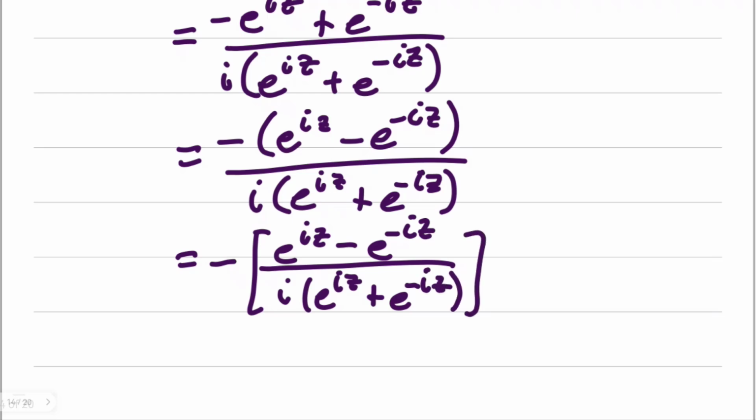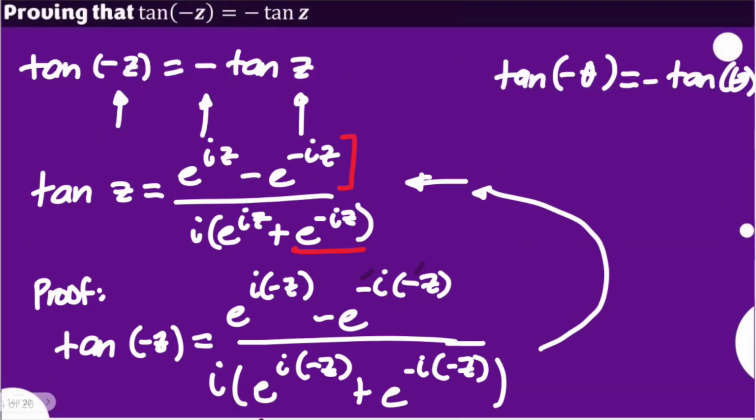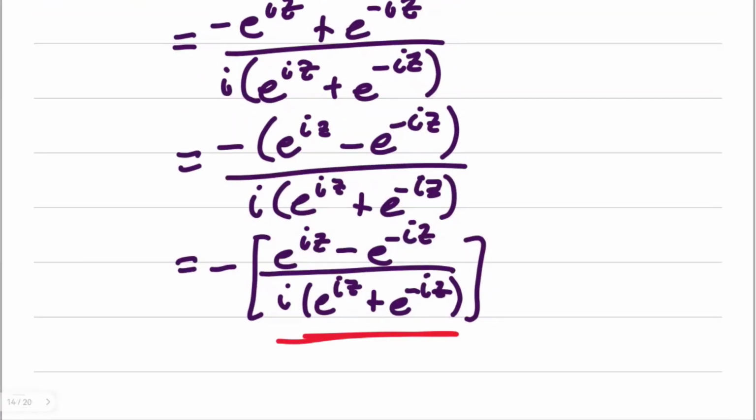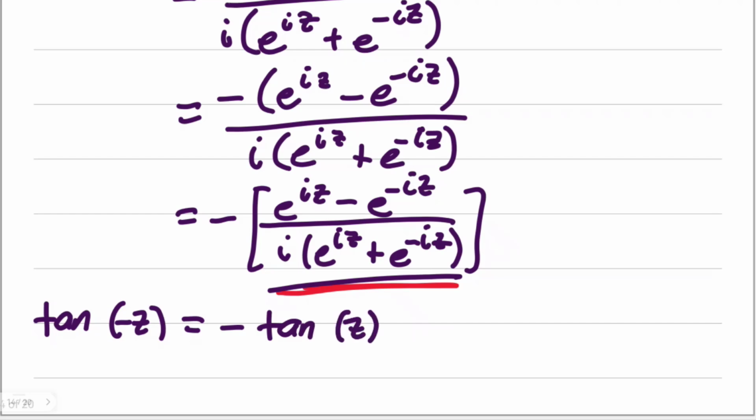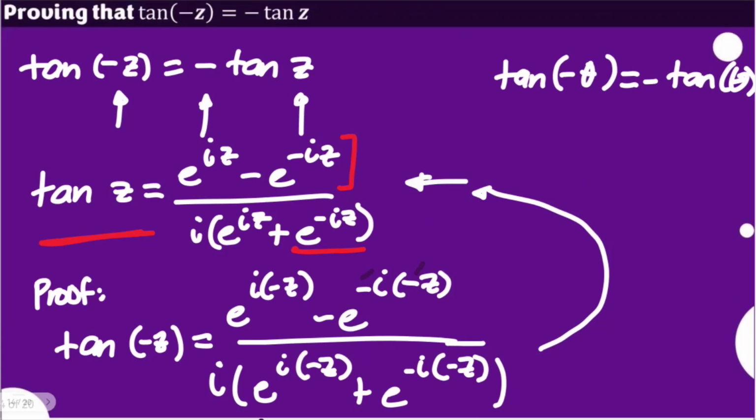And what is this equivalent to? This one here. This is actually the tangent z in itself. That is why we have shown here that the tangent of negative z, once we plug in that, is just equal to the negative of this, which is tangent of z. So we have shown this identity, specifically odd identity, to be true. Okay? This is now the explanation for this identity.